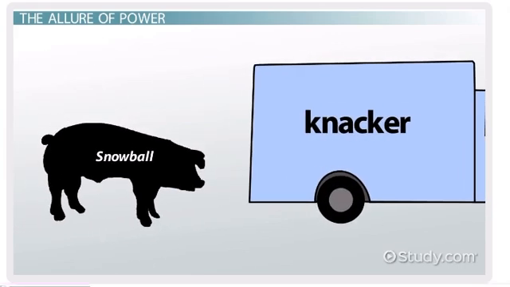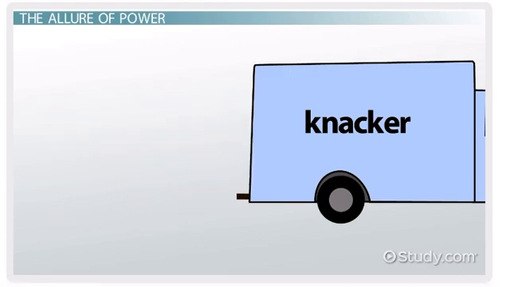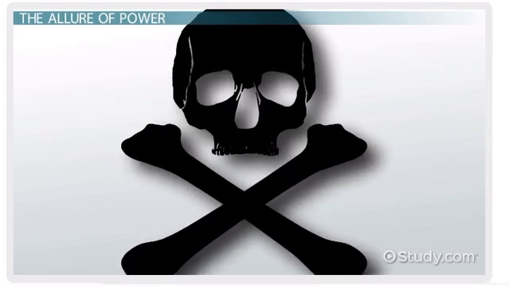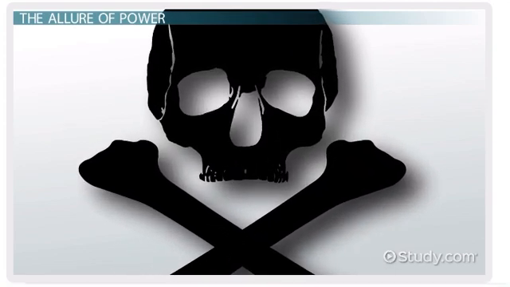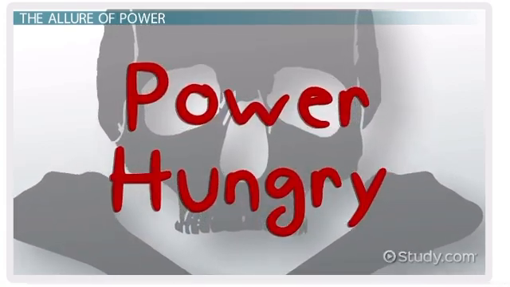When Snowball has a different opinion, he is exiled from the farm because he represents a threat to Napoleon's power. Whenever a hint of dissension is felt, the pigs either execute or send animals away to prevent any revolts. Once they are in a place of power, they are never content unless they have more, and they will do anything to protect that power.